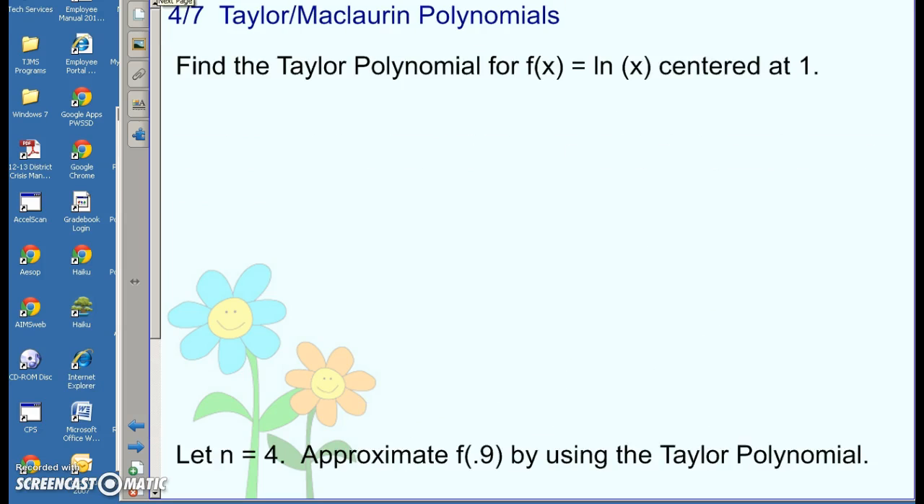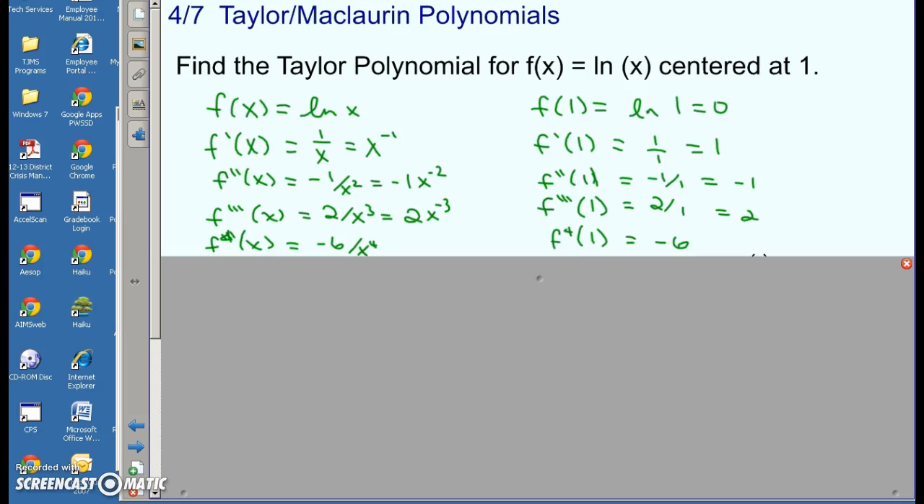So we're going to take a look at one centered at 1. What we're going to find is the derivatives of these for a little bit, and then we're going to build our polynomial from there. So to start us off, here's our function. Here are the first 4 derivatives, and here are the function and those derivatives evaluated at 1, since we're centering it at 1. That's what we're going to plug in for x each time.